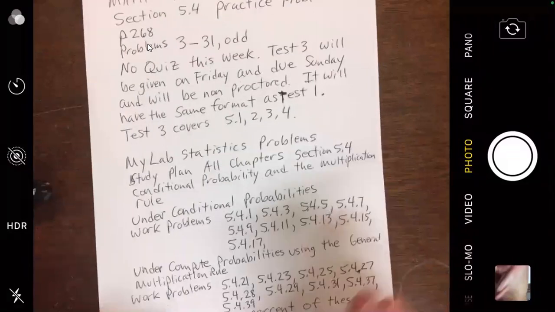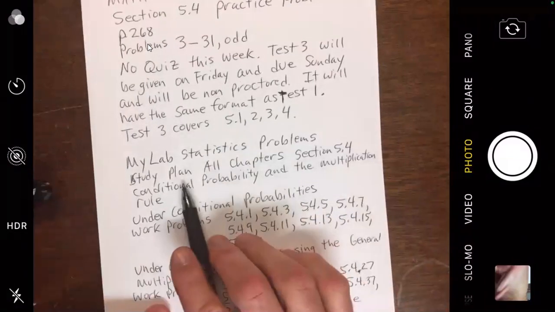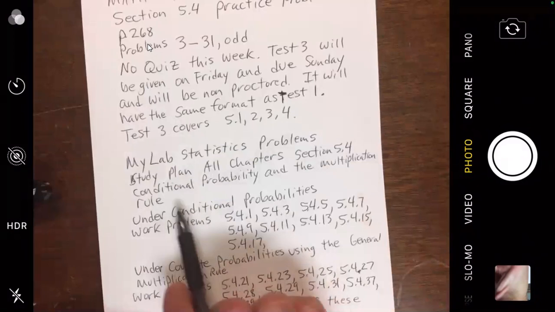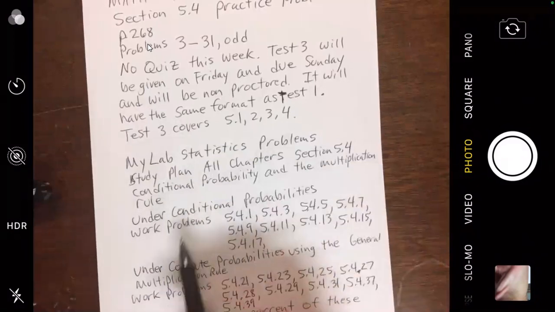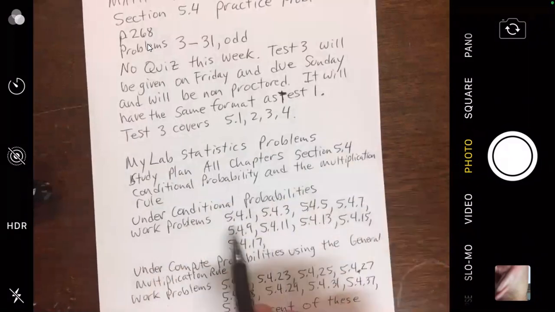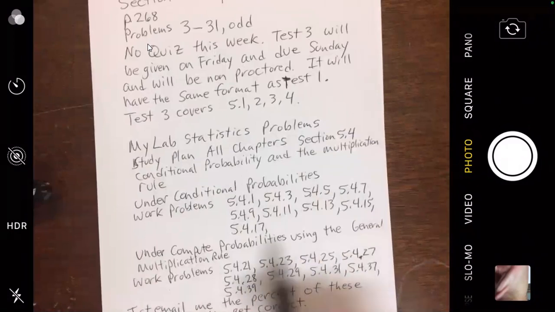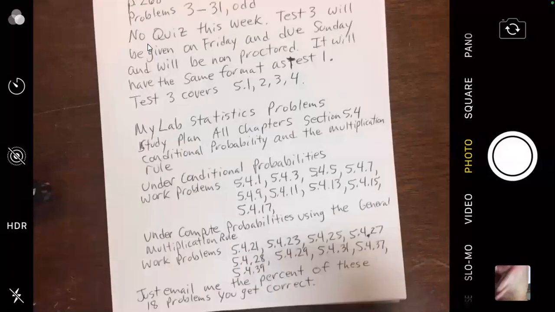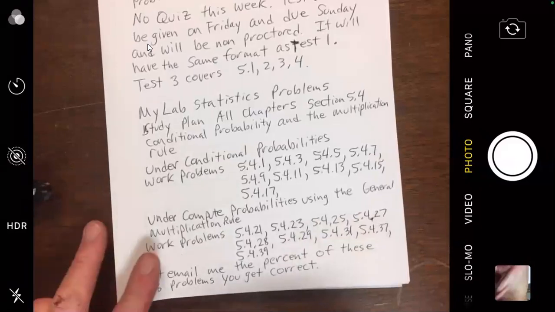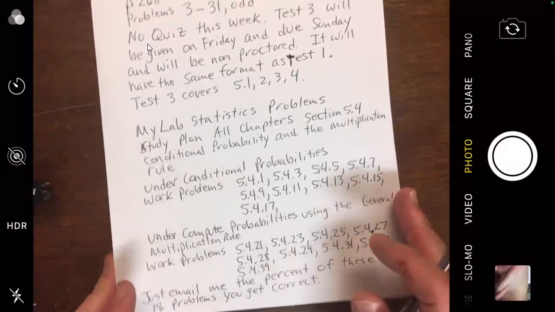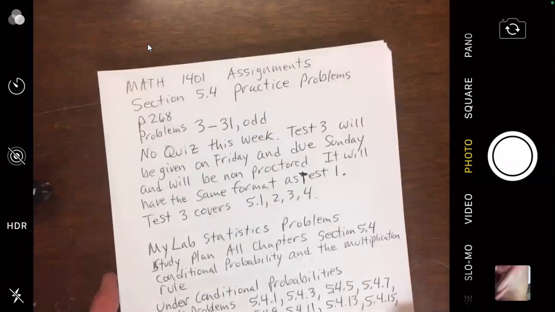For MyLab Statistics, again, from the study plan, all chapters, section 5.4, which is conditional probability and the multiplication rule. Under conditional probabilities, we've got these problems. And under compute probabilities using the general multiplication rule, we have these problems. I believe there's 18 of them. So just email me the percent of these 18 problems you get correct for your MyLab grade for this week. No quiz grade this week.